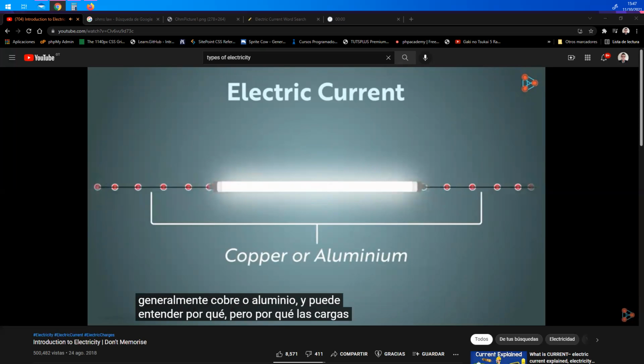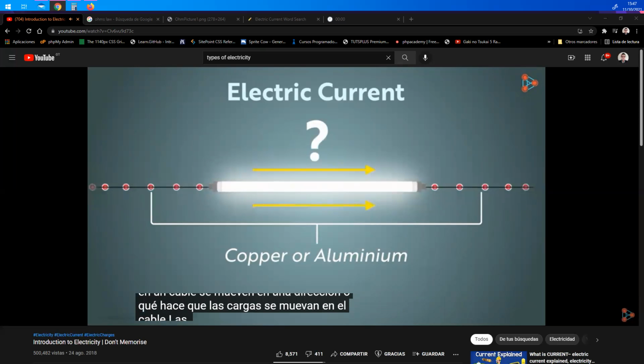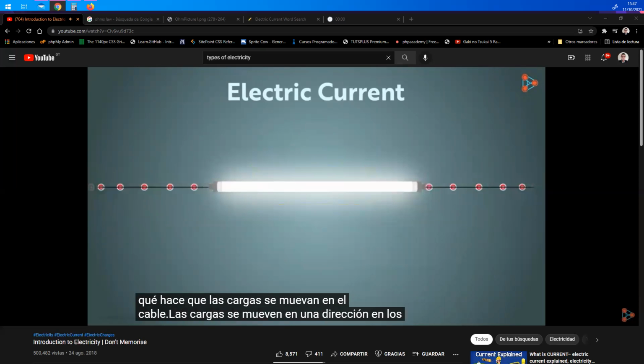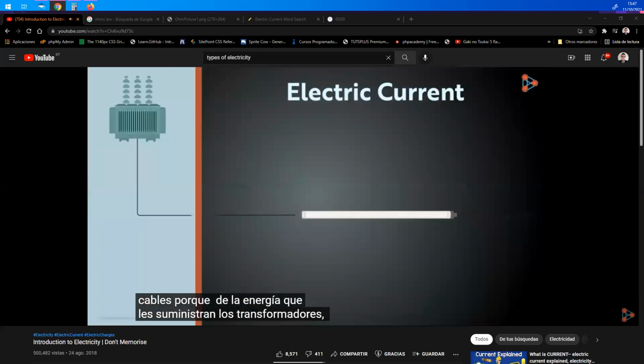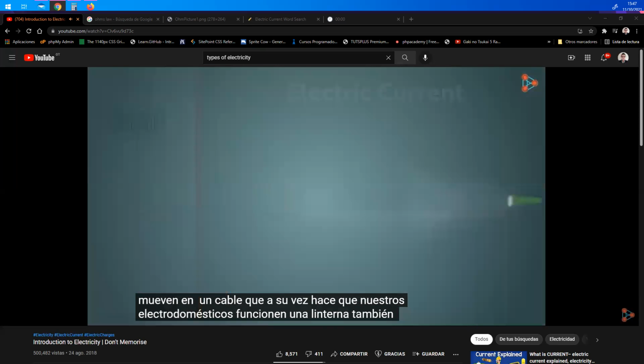But why are the charges in a wire moving in one direction? Or what makes the charges move in the wire? The charges move in one direction in the wires because of the energy supplied to them by the transformers. So the transformer supplies energy, the charges move in a wire, which in turn makes our appliances work.